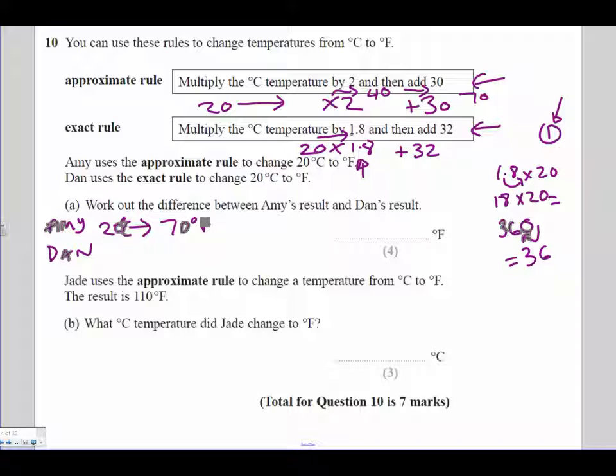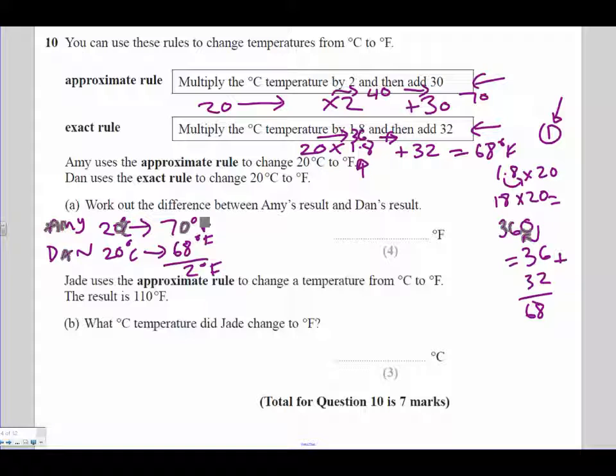So at the first stage, Dan gets 36, and then he has to add another 32. So 36 plus 32 would give us 68 degrees F for Dan. So when Dan puts 20 degrees C in, he gets 68 degrees F out. Now the question is asking for the difference between Amy's result and Dan's. So 70 minus 68 is there's 2 degrees difference. So 1 mark for the 2 degrees, 1 mark for the difference calculation, and 1 mark each for Amy's calculation and Dan's calculation.